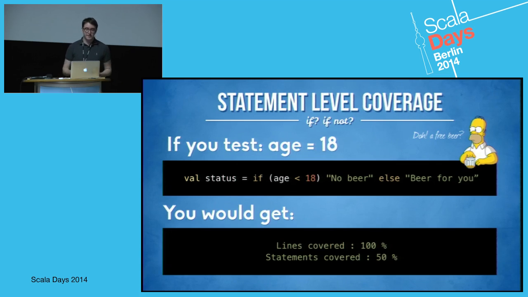As you can see in this example, you can have more than one statement in one line. If you test for age equal 18, you would get 100% line level coverage. But with the same test, you only get 50% statement coverage. If you want to get to 100% statement coverage, you will need to add a new test, which tests age is bigger than 18.